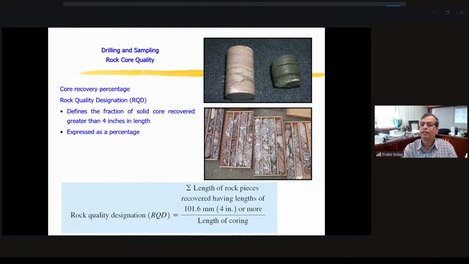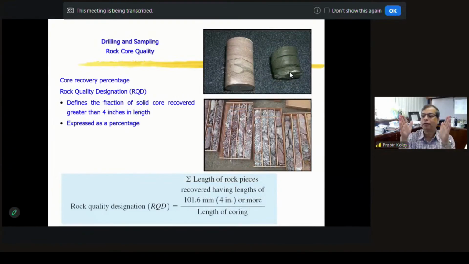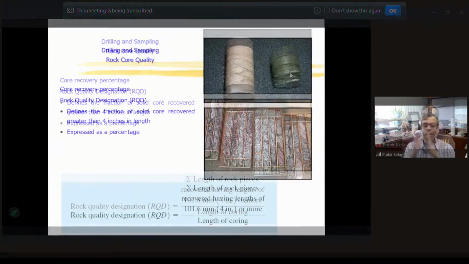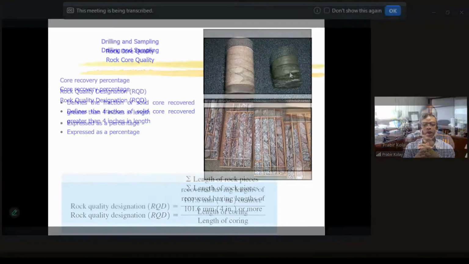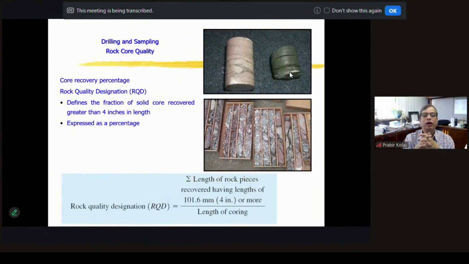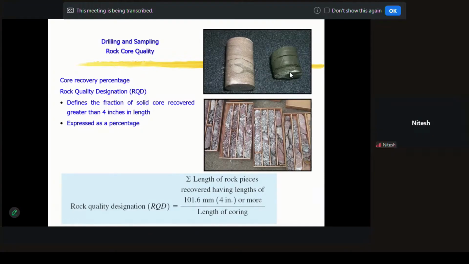Sometimes if it is a weathered rock or a fractured rock, you will not get an exact intact rock sample. So depending on the length of the coring, you may not get exactly the same length of recovered sample. So what you need to do is take the recovered sample pieces which are greater than 4 inches, and add all the portions greater than 4 inches. How much is the length divided by the length of the core?